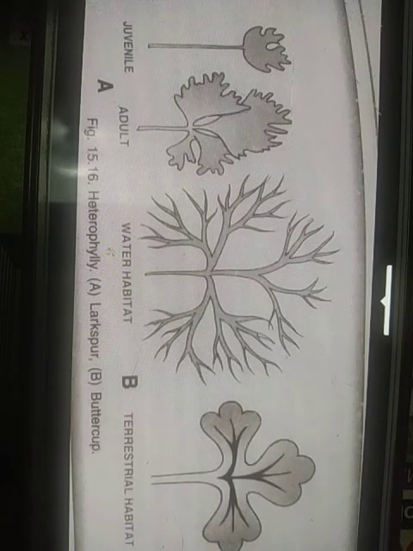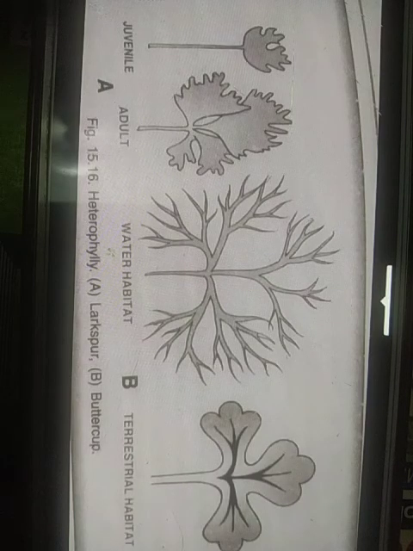Heterophylly is the occurrence of different types of leaves on the same plant, habitually in different growth phases or under different environmental conditions. In the case of environmental plasticity shown by the aquatic buttercup, Ranunculus flabellaris, the submerged leaves are highly dissected while the emersed leaves are broad and lobed.